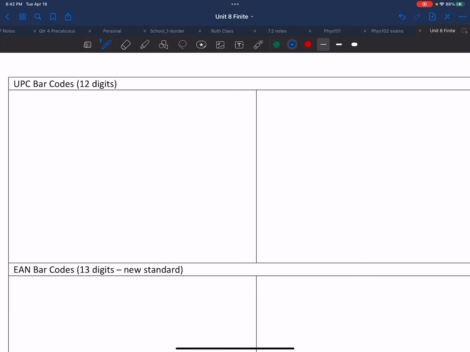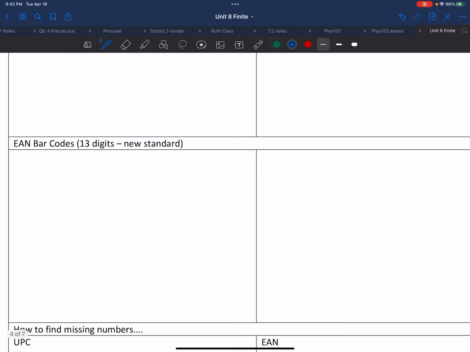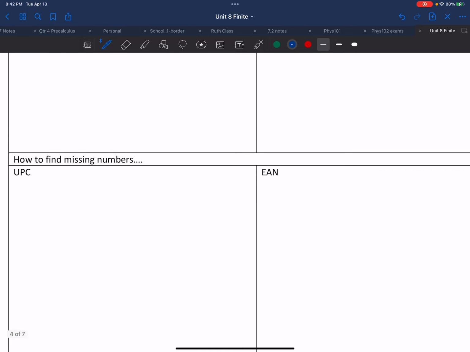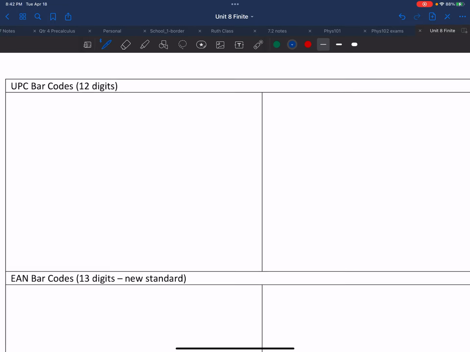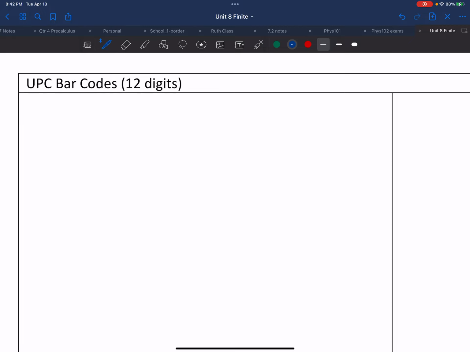Let's look at UPC barcodes and EAN barcodes, and then we're going to see how we would go about finding a missing number. All right, so the first thing we've got to look at is what is a UPC barcode? Some of you have heard that name before, and what you find is that it's 12 digits and it's on almost all food items. So in the United States, your food items that you find in the grocery store have that UPC barcode. So if you take a look at your Cheerios or your crackers and your pantry, you're going to see all of those there.